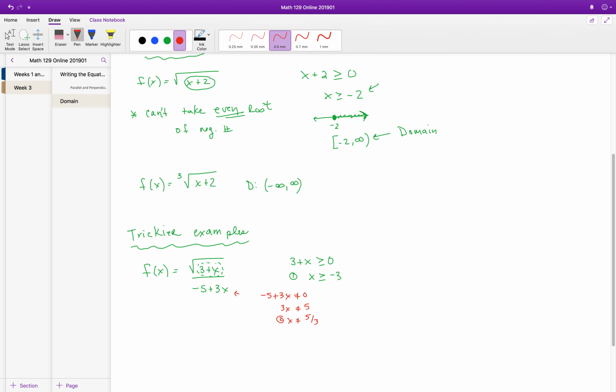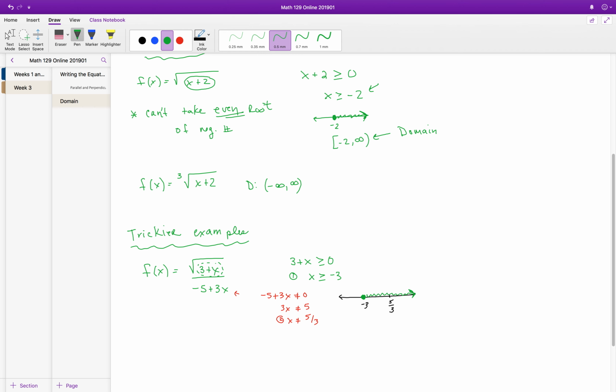So really, both of these things have to be met. I think it's a lot easier to graph this before you come up with your final domain. So if I take a number line and plot the important points here, negative 3 and 5/3, negative 3 is somewhere to the left of 5/3. Okay, so now let's think about this. x is greater than or equal to negative 3, so that means I'm including negative 3, so I'm going to close circle that, and then that would be to the right.